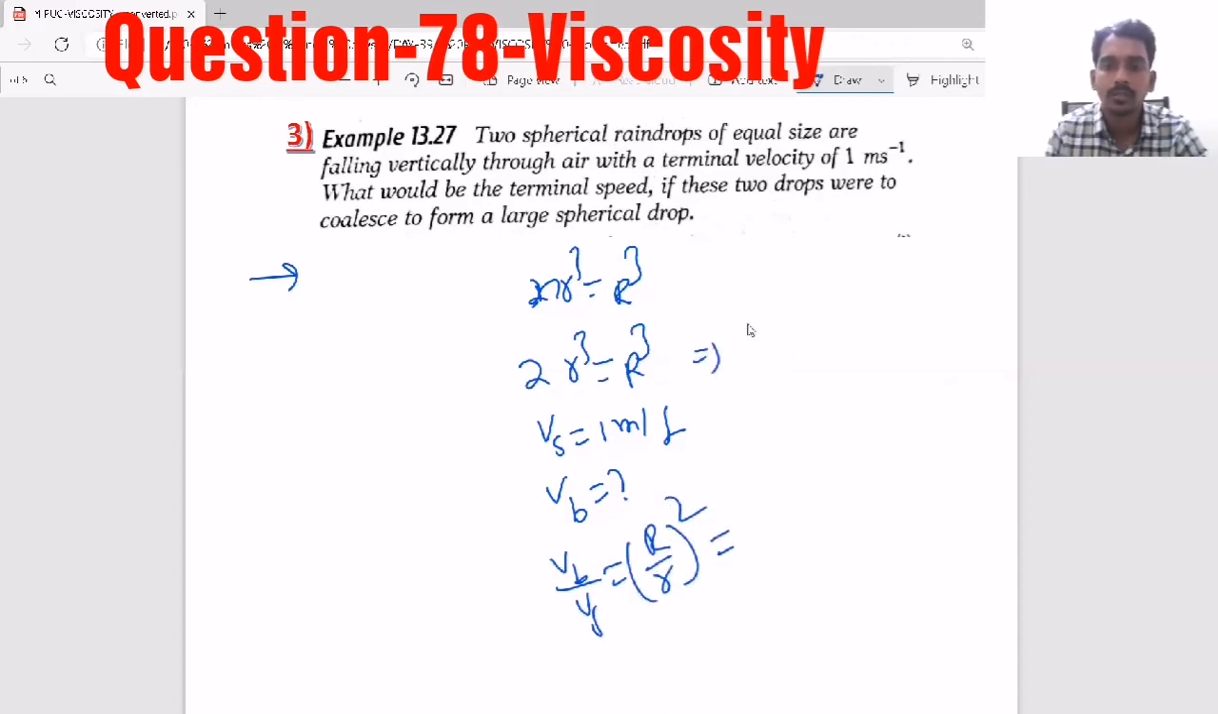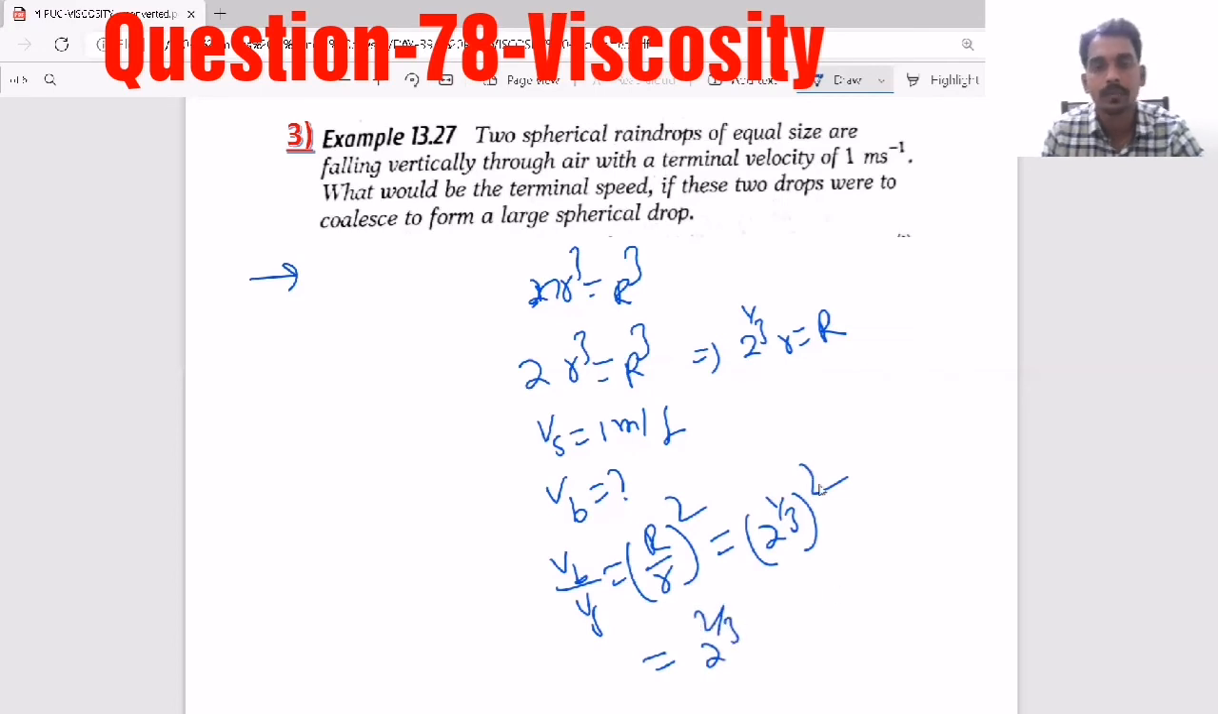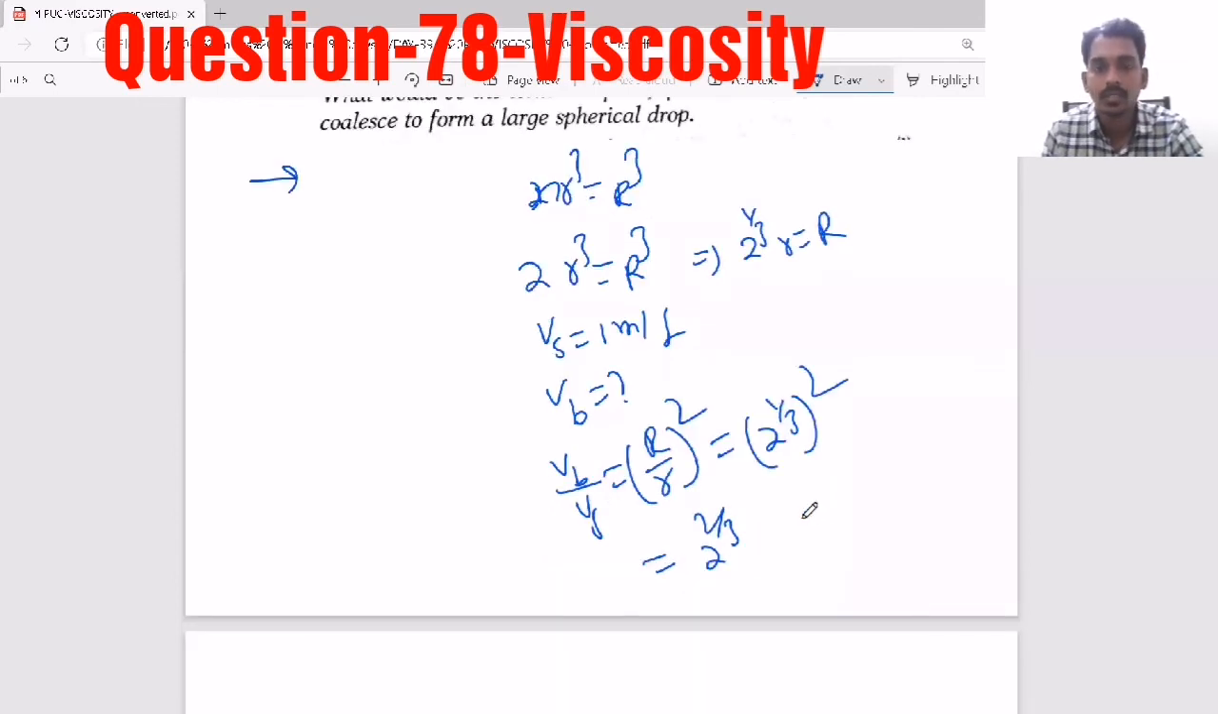Now, from here, 2 power 1 by 3 r equal to capital R. So capital R by small r equal to 2 power 1 by 3 whole power 2, so it will become 2 power 2 by 3. So what is the answer? VB equal to 2 power 2 by 3 times VS. This way, comparison based questions can come.